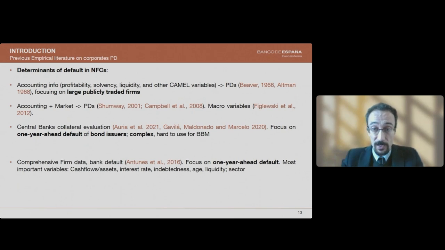But of course, there is an important literature looking at the determinants of defaults in corporates. We can cite the early work of Altman and Beaver, which again focus mostly on large firms, and later on other works included also market-based information and macro variables, but mostly focused on large corporations, bond issuers, and oftentimes 1 year ahead defaults.